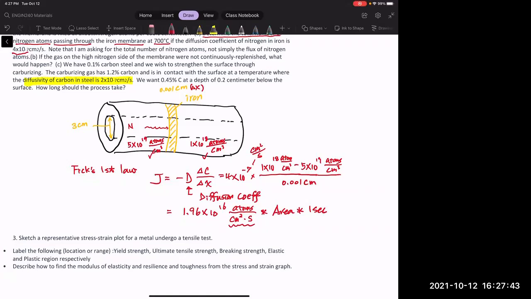But what is the area? Well, the area is this area here. So you have a diameter, you can find out the area. The area in this case is going to be pi times 3 centimeters squared divided by 4. So it's pi d squared divided by 4, which is the area of the membrane that the nitrogen diffuses through. Time is 1 second. Then you multiply them together, you get the total number of atoms passing through in 1 second, which is about 1.39 times 10 to the 17 atoms.